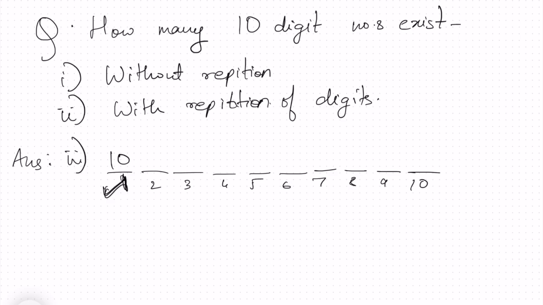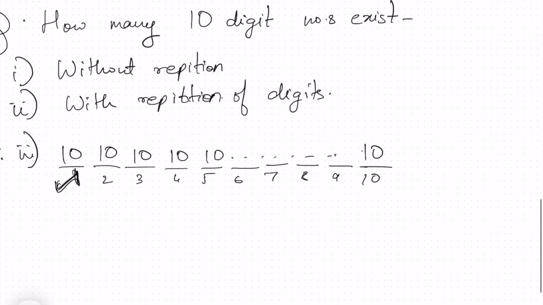So the first place can be filled in 10 ways because there's 10 digits, 0 to 9, and because I'm allowing repetition, all of these places can be filled in 10 ways.